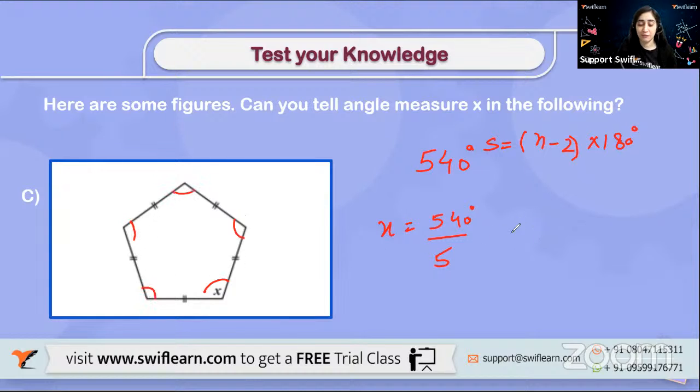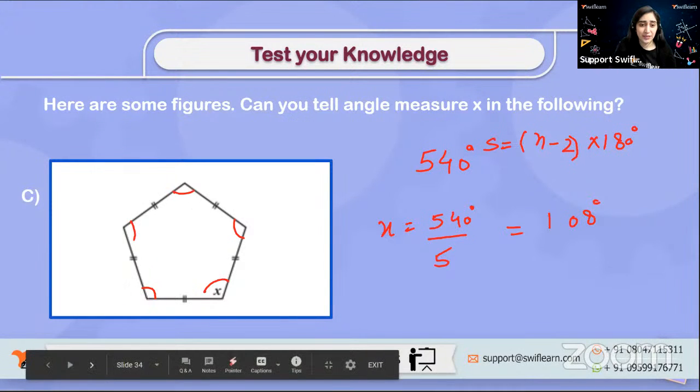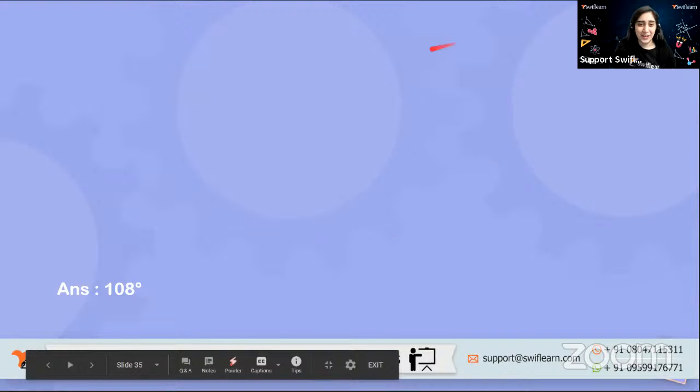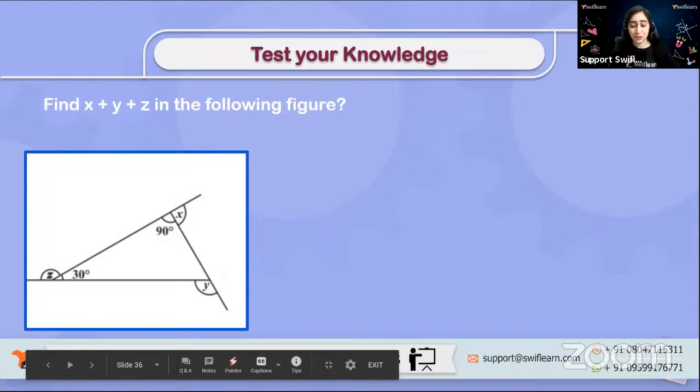Well done, Mohit. I'm very happy you're understanding it. So when I divide it, it's 108 degrees. Let's see, have we got the right answer? Yes, we got the right answer. Well done.